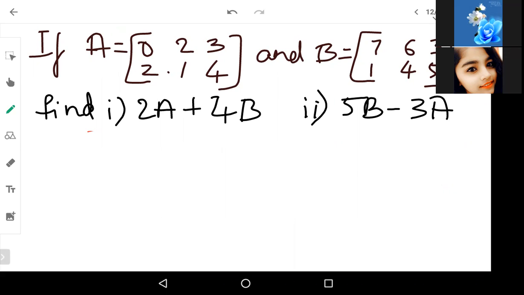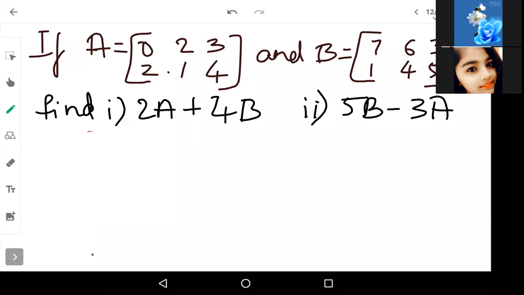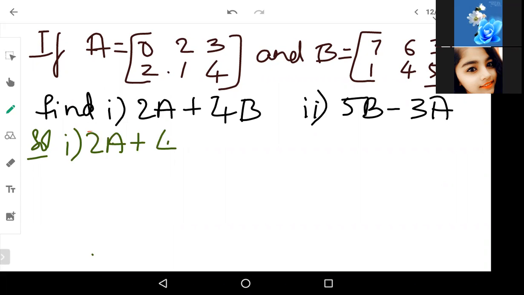Now the next question is, if A is equal to, they have given us a matrix, and then a B matrix is given. Now we are supposed to find 2A plus 4B and 5B minus 3A. So here again it is scalar multiplication. So 2 into the A matrix and 4 into the B matrix. Okay, so let us start. Firstly, we are supposed to find 2A plus 4B.